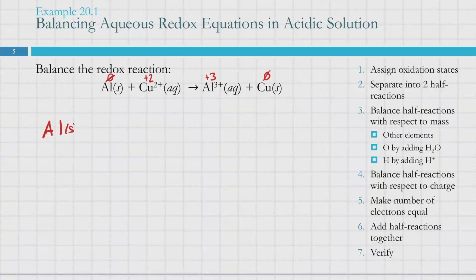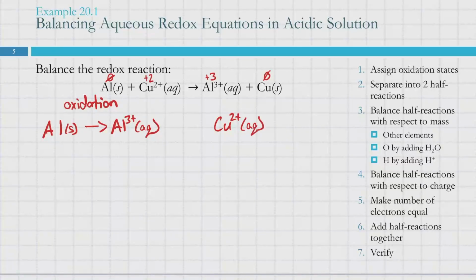So aluminum as a solid going to aluminum ion, aqueous, this is our oxidation half reaction. And then copper is going to be reduction. It's going from a +2 to a 0, which is a reduction in the number, and also means that copper is being reduced. So copper 2+, aq, going to Cu as a solid. This is our reduction half reaction.